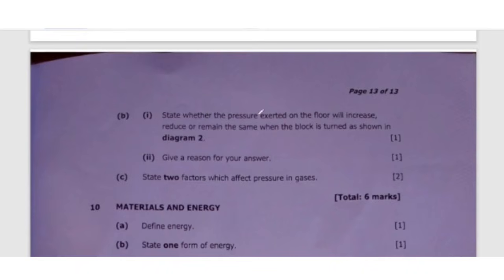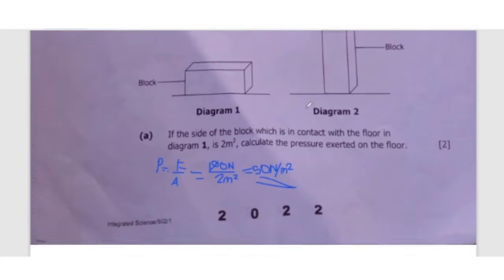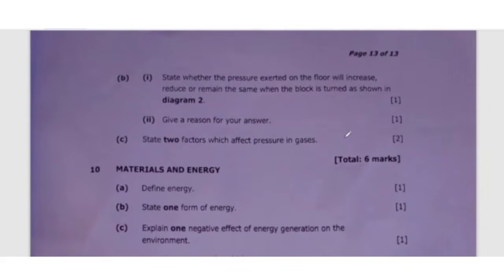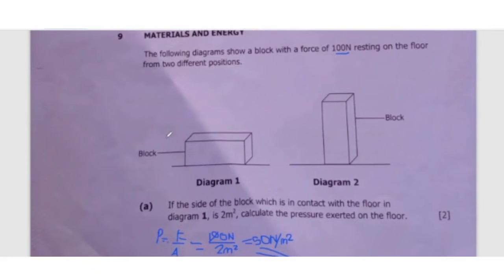State whether the pressure exerted on the floor will increase, reduce, or remain the same when the block is turned as shown in B. What will happen? So in B it's like this. Okay, in diagram 2, not B but diagram 2, so like this and this. So what will happen to the pressure?